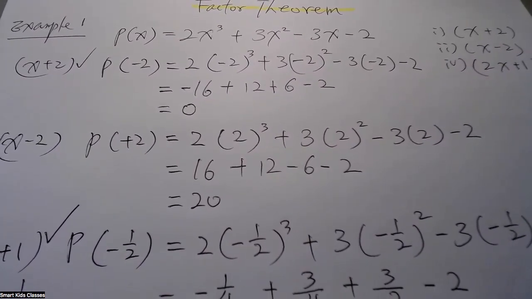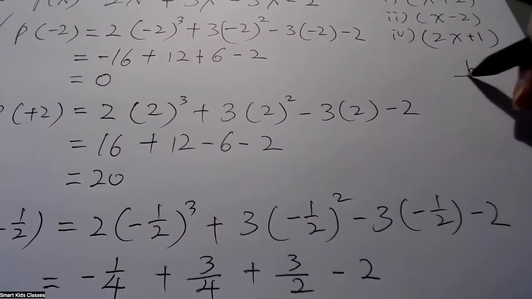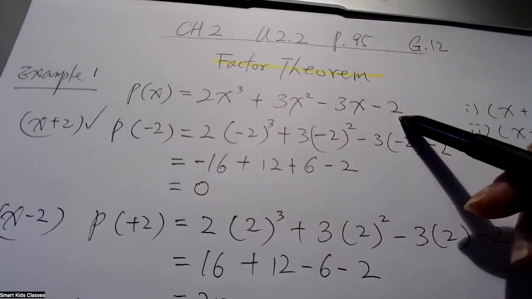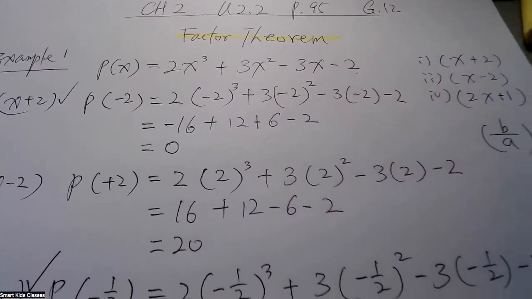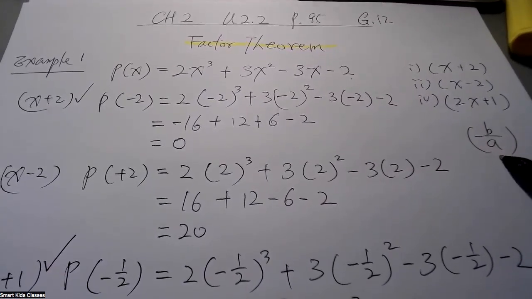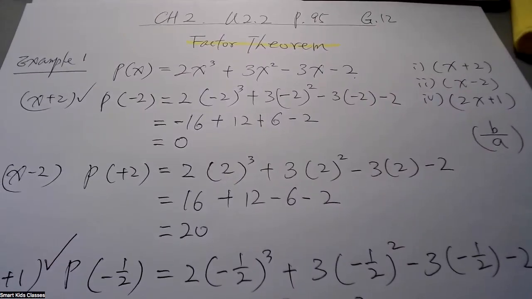Use a calculator and use a formula. The formula is B over A to find the factor, where this number is B and that's A. I'm going to explain to you more examples of how to find factors in a polynomial. Now let's do the next one.